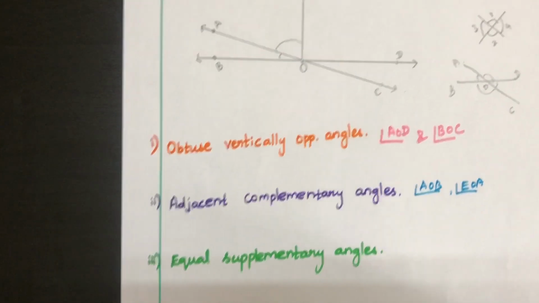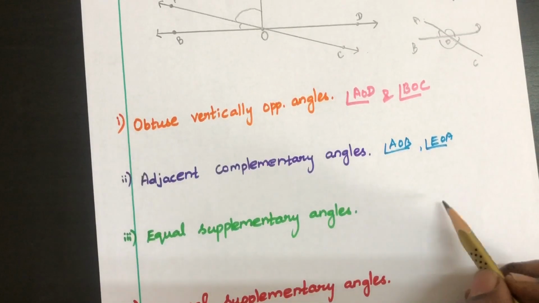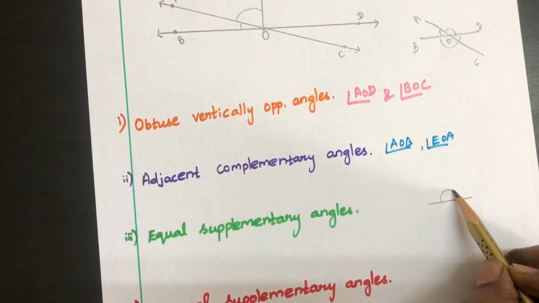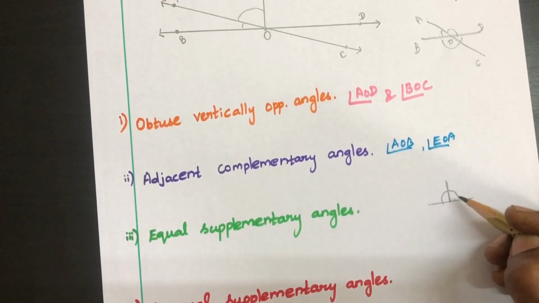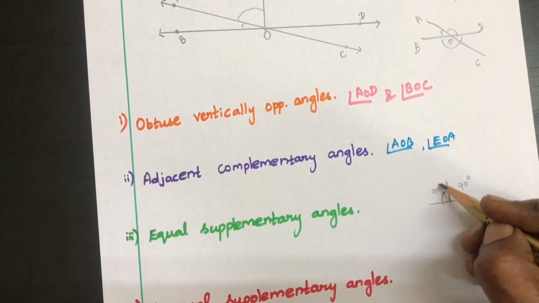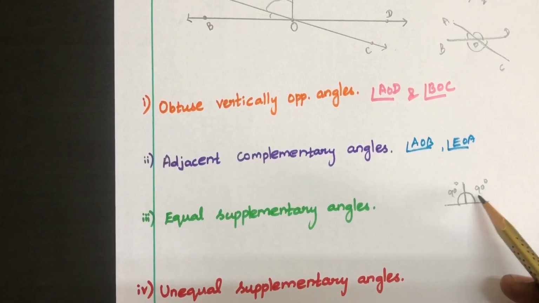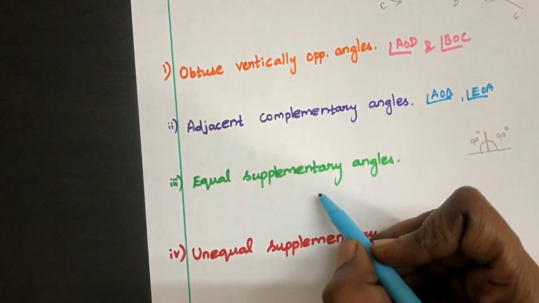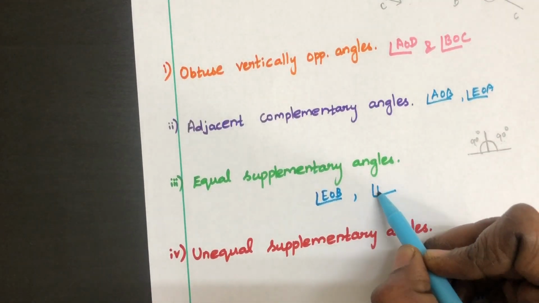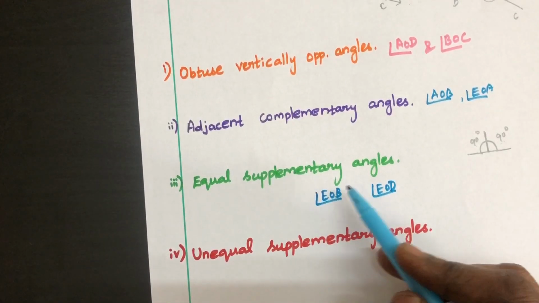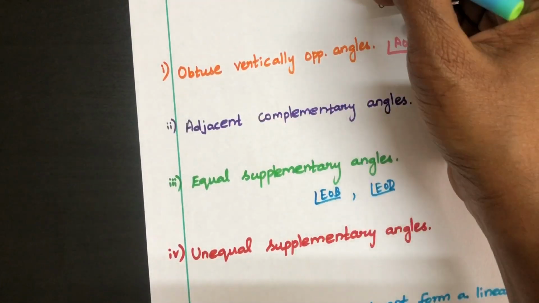Next, equal supplementary angles. Supplementary angle means addition should give you 180 degree. See here, a straight line, right? This is 180 degree, from 0 to 180 degree. If we cut it like this, this is 90 degree. This is another 90 degree. So both adds up to 180 degree. So supplementary angle will form equal supplementary angle. EOB, comma, EOD are equal supplementary angles. You can write BOE also, whatever.